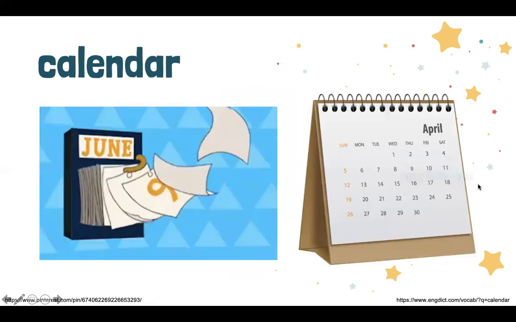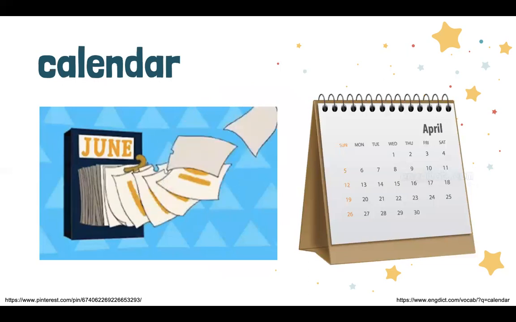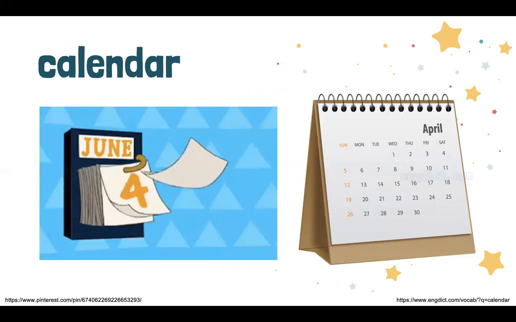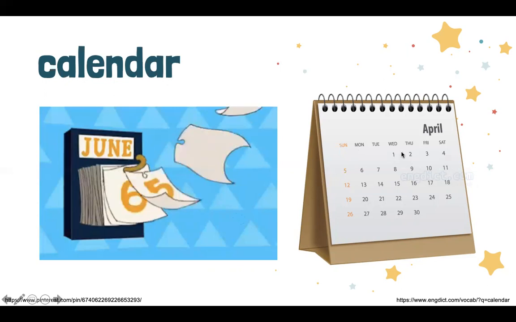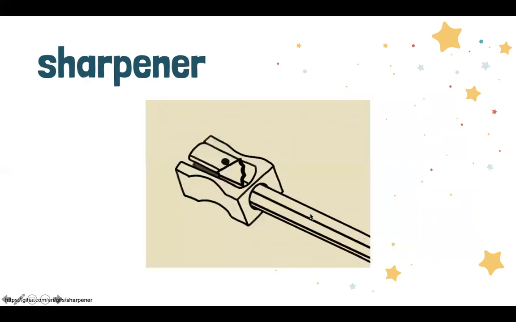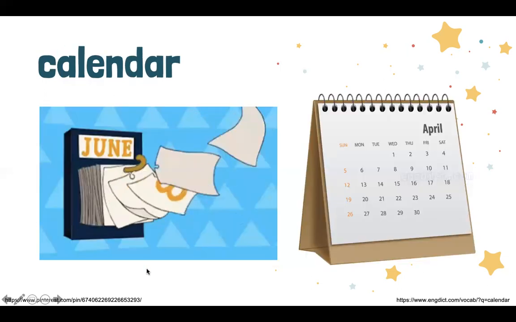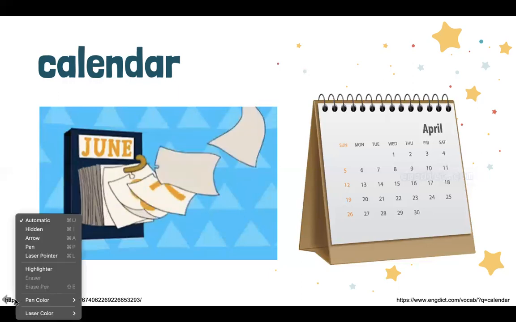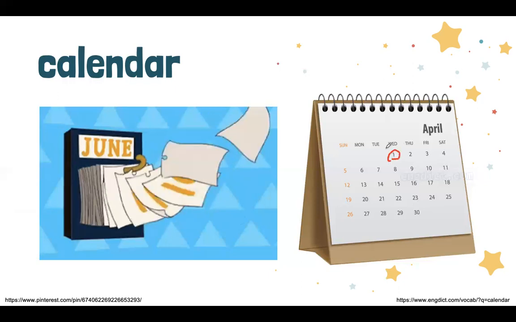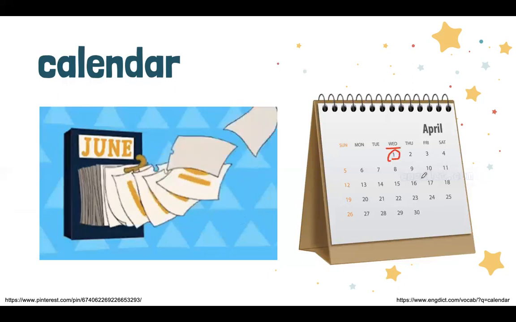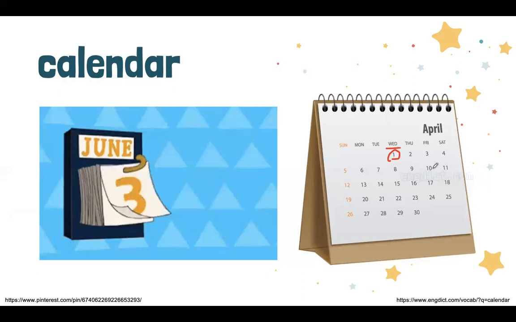Next one, calendar. Calendar. When do we use calendar? What is calendar for? It's looking for dates. Now, what day is today? Example, today is April 1st. Now, what day is April 1st? It's Wednesday. So it's looking for days and dates.